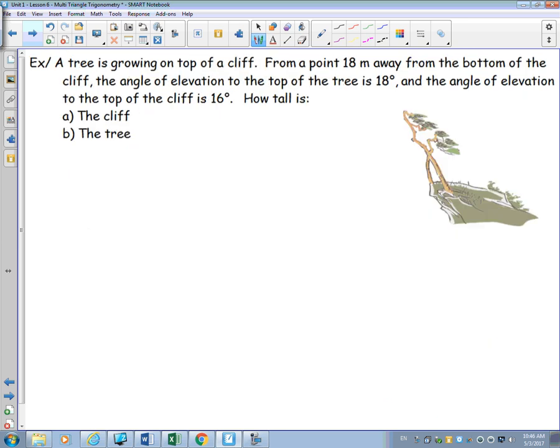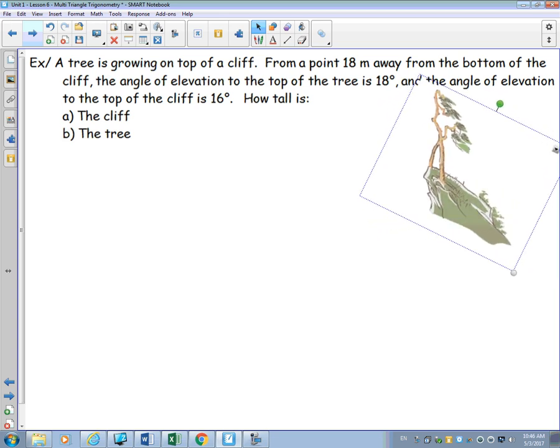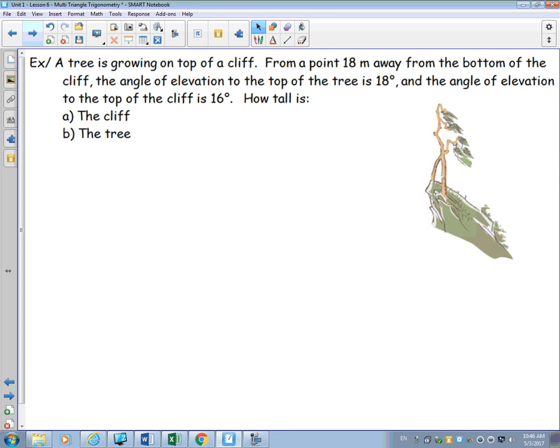Okay, last one. A tree is growing on top of a cliff. From a point 18 meters away from the bottom of the cliff, I'm going to turn the cliff just so it looks a little bit more obvious here, okay? From a point 18 meters away from the bottom of the cliff, the angle of elevation at the top of the tree is 18, and the angle of elevation at the top of the cliff is 16.